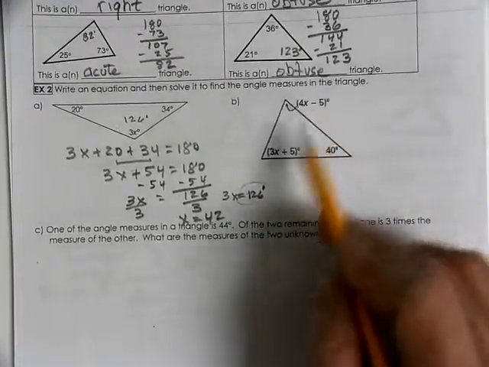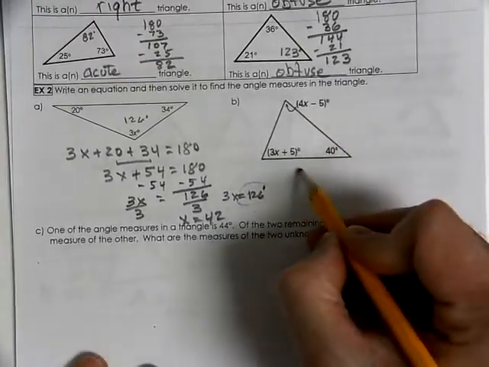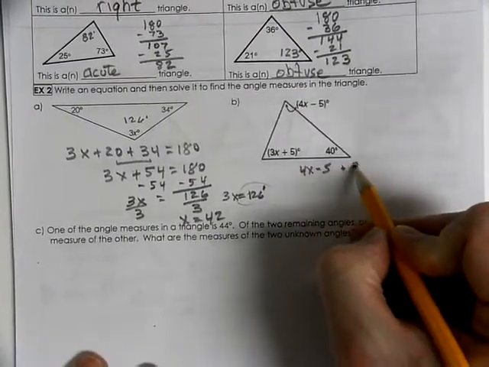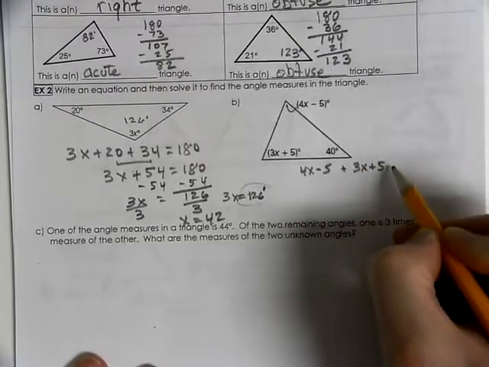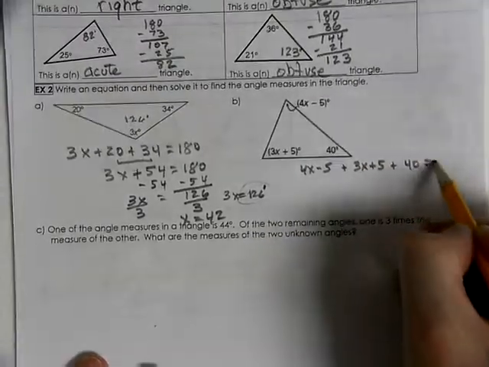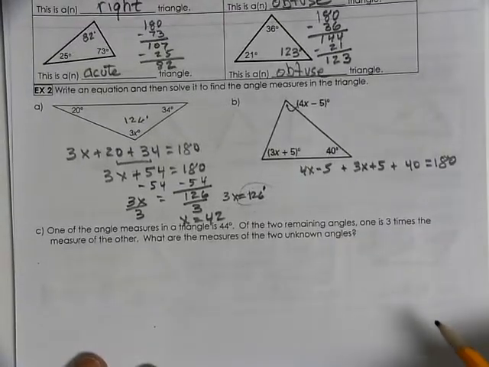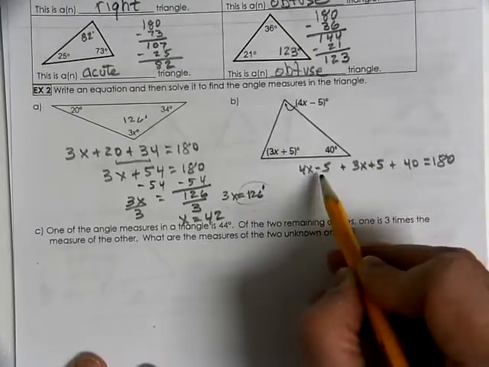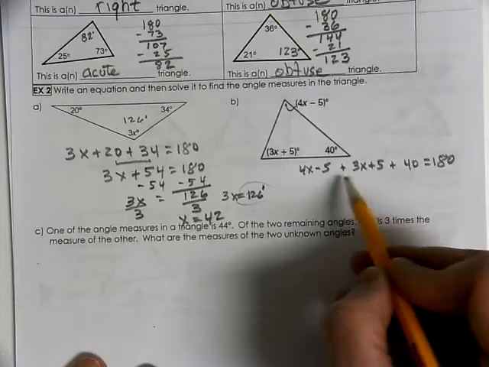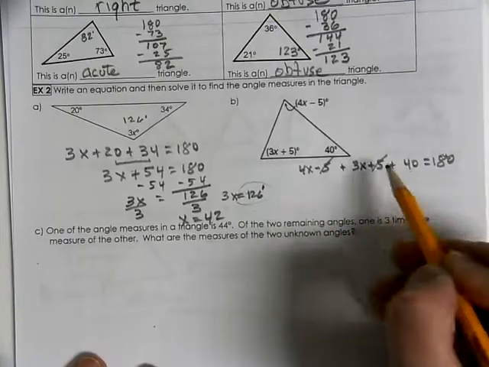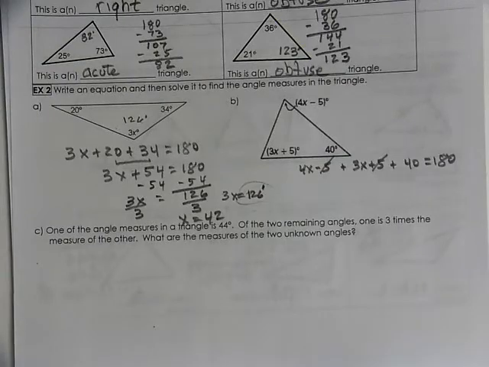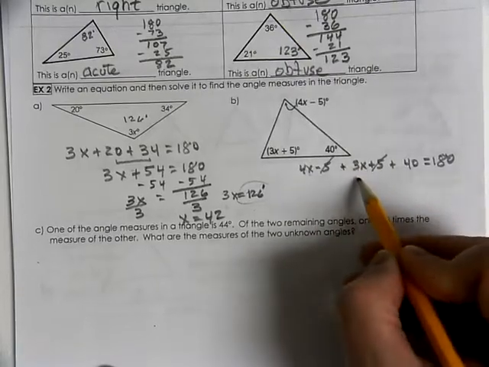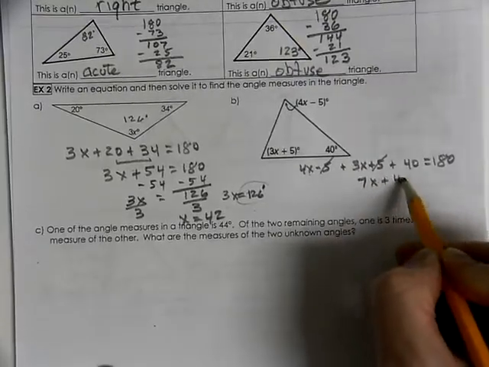Here we have expressions for some of our angles. So still, we set it up the same way. We say 4x minus 5 and 3x plus 5 and the 40, they all add up to 180 degrees. The negative 5 and the positive 5, we don't say plus 5 because they're on the same side of the equal sign. They just cross each other out. You're adding and subtracting the same amount. They're going to reduce each other. 4x's and 3x's is a total of 7x's.